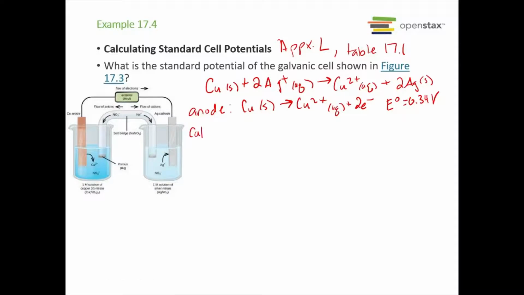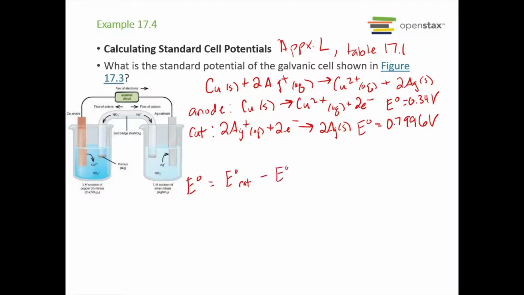And then the cathode is where we have 2Ag+ plus 2 electrons going to 2Ag solid. And its standard potential is equal to 0.7996 volts. So then the potential of this cell is equal to the potential of the cathode minus that of the anode. So this is equal to 0.7996 minus 0.34. And so this is equal to positive 0.46 volts.